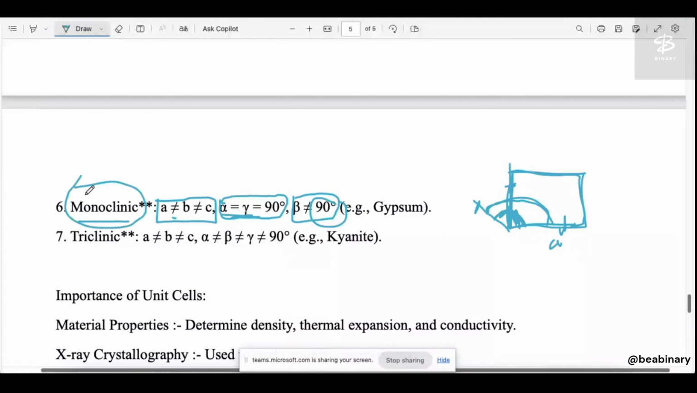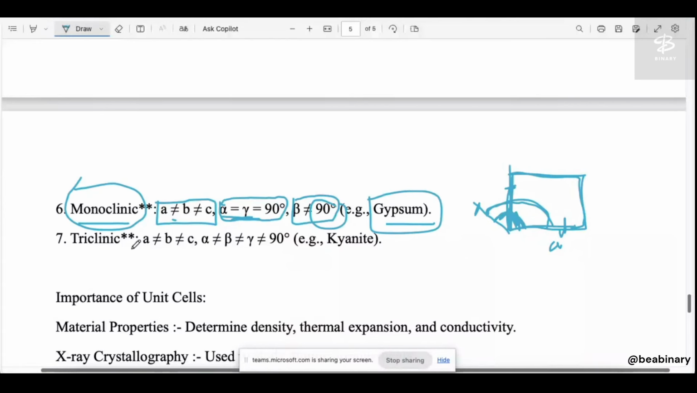Okay, what is the example? The example is gypsum. Gypsum is a material. You would know about it in a further class and further unit maybe. Then you would have the details about it. Okay, and I hope that you have heard about it. Now we talk about the triclinic. This is the seventh one, which is the last according to your syllabus.